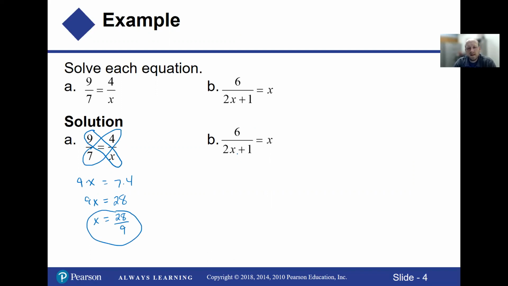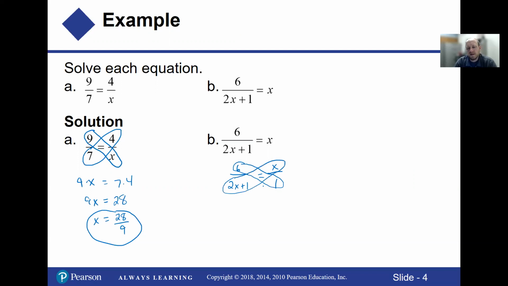If you have something like this, 6 over 2x plus 1 equals X, what I like to do here is put X over 1. I can put any number or any variable over 1, and it doesn't change the problem at all. So what we do here is, again, we cross multiply. I take the 6 times the 1 and the 2x plus 1 times the X.